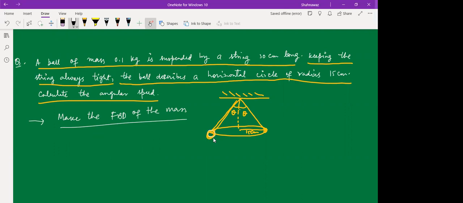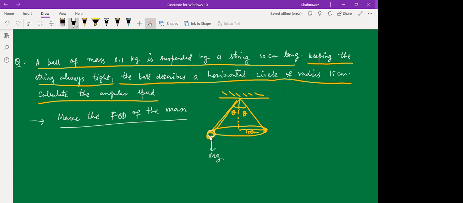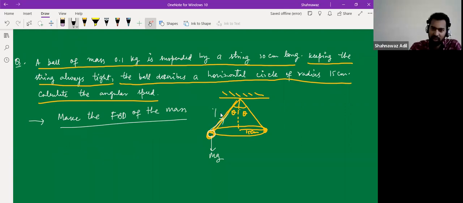Weight. Yes, so the first one is weight, right? And tension. Yes, so this is tension, right? And this is making some angle. So this is 90 minus theta. So this will be what? Theta, right?